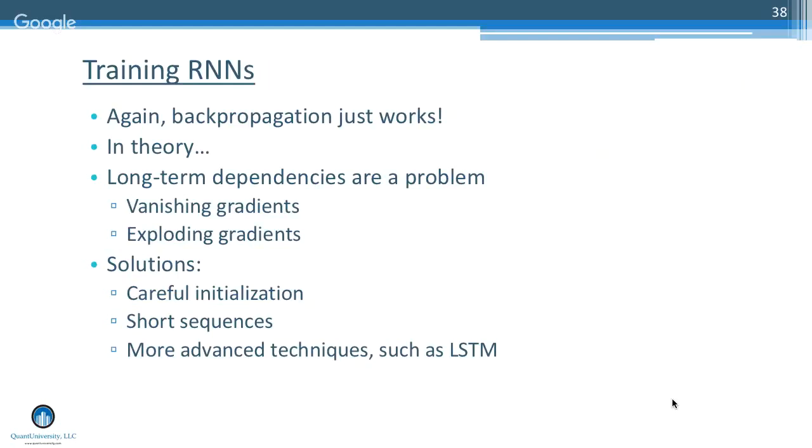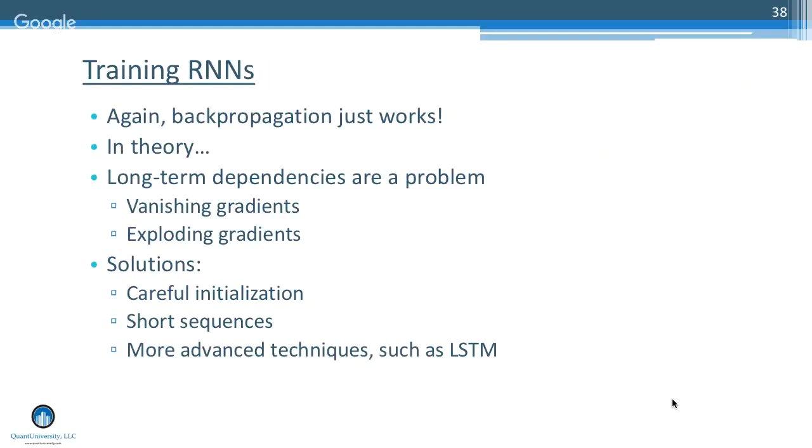And so I don't want to spend the time it would take to get into all the details of how to try to fix that. Roughly speaking, you have to be much more careful in how you train these networks. There are some initialization tricks to make sure that your derivatives aren't going to get too big or too small. It helps to find a way to solve your problem by only looking at short sentences, short sequences. And there are some other tricks.